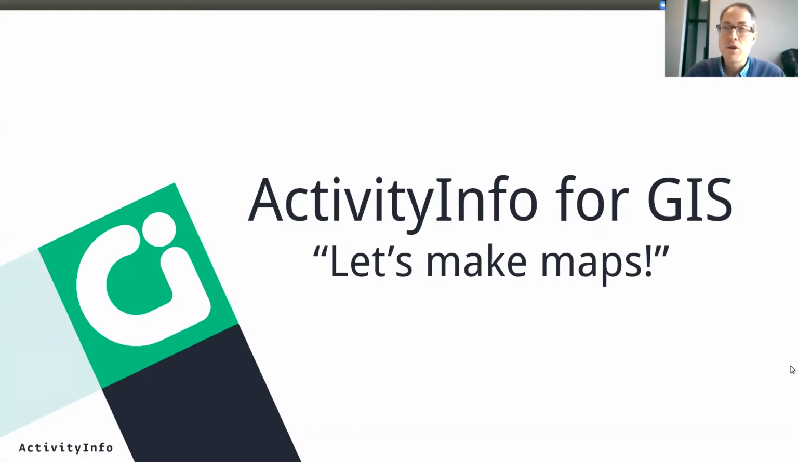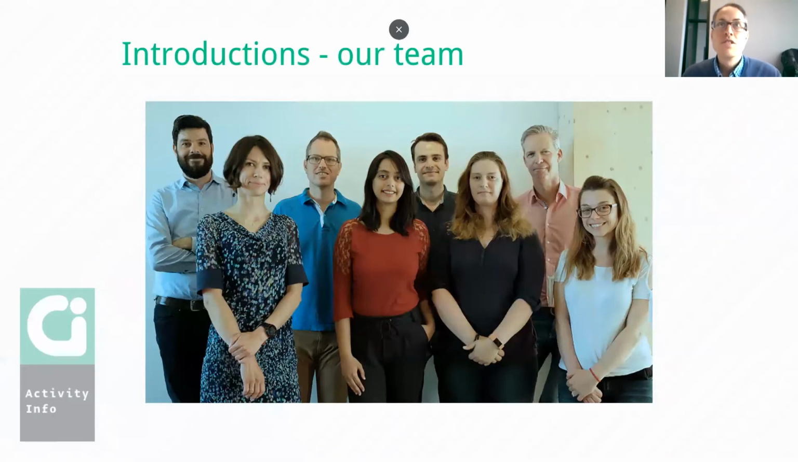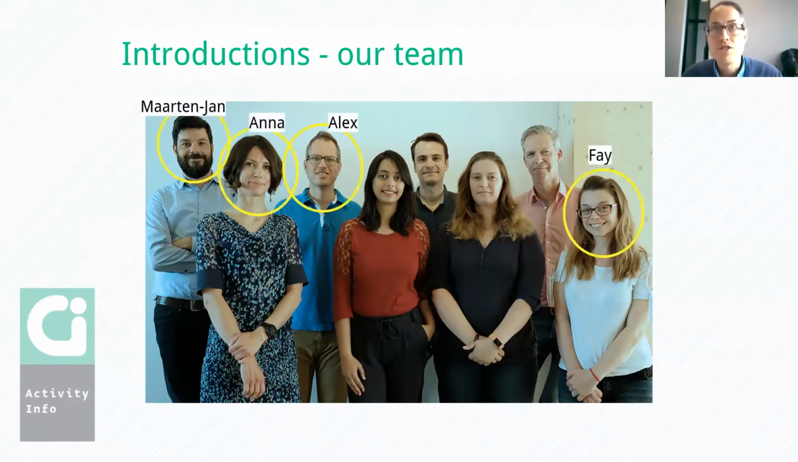I'm going to first start with a little bit of introduction about the system and about our company. So just to introduce our team, we're based here in The Hague, and we're focused on building, delivering, and deploying ActivityInfo. We work with, I think, about 50 countries around the world, with the biggest deployments in the Syrian refugee crisis, in Venezuela, and probably in the DR Congo, but throughout the world. It's used for collecting data for humanitarian information systems, development, and health systems.